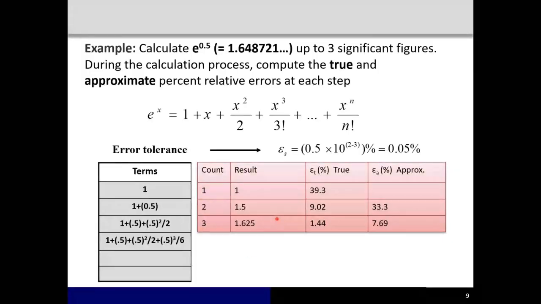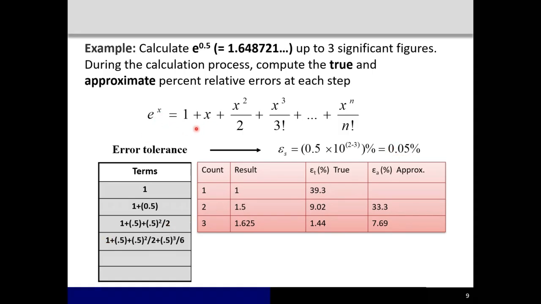So up to the third time I did it. These are all the results. I can see the true error is decreasing. I can see the approximate error is also going down, because I'm getting accurate, I am getting precise. But not that much. This error of 7.69 is much greater than 0.05%.